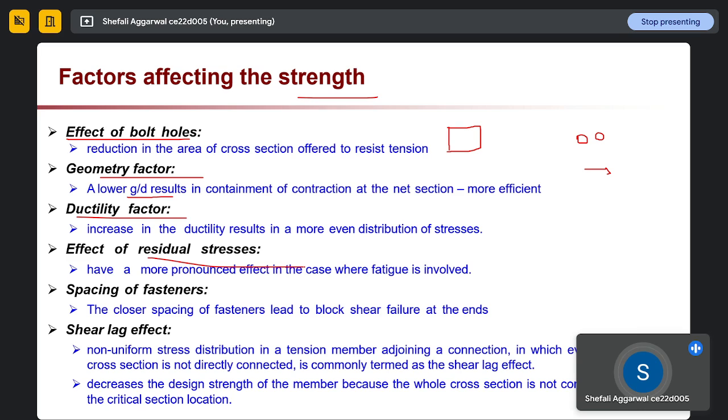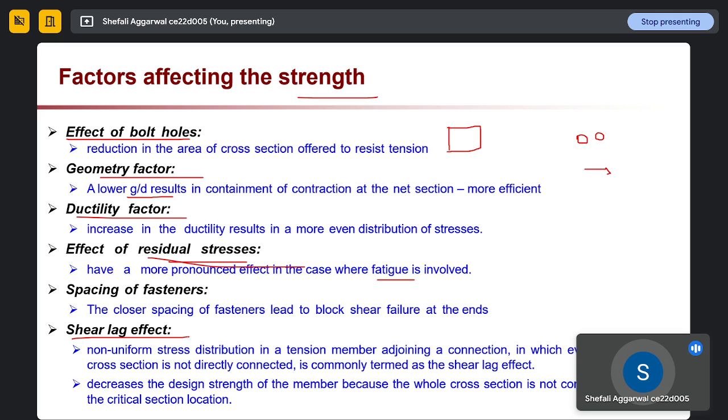Next is the effect of residual stresses. Residual stresses are mostly in case of fatigue. Fatigue means continuous loading one after another. If we have fatigue continuous loading, we will have more residual stresses, which will decrease the strength of our element. Next is the spacing of fasteners. If our fasteners are spaced very closely, they will block the shear failure at the ends. So last is the shear lag effect.